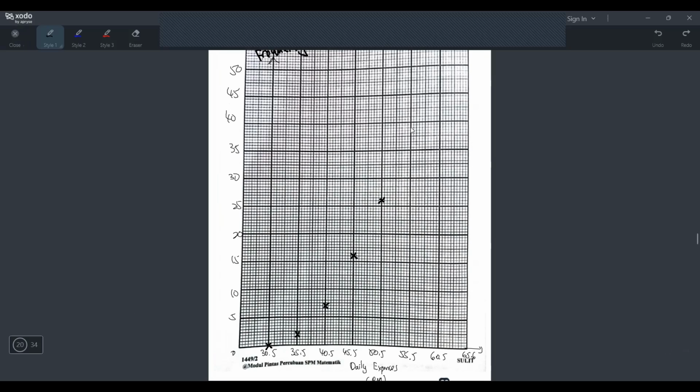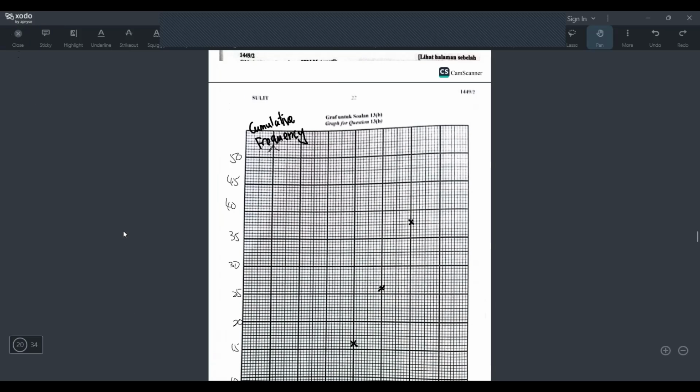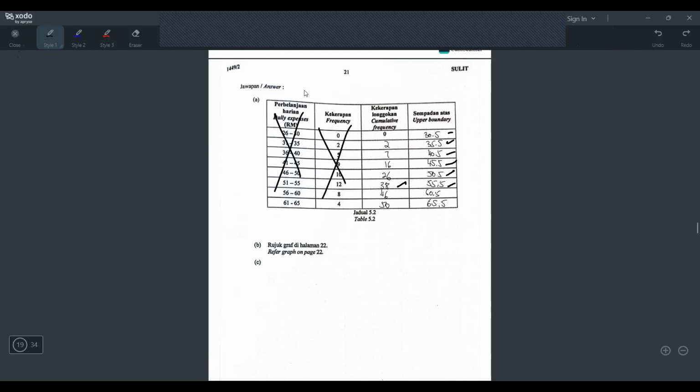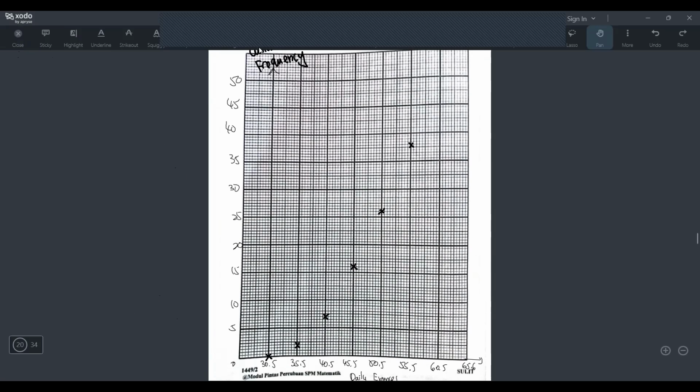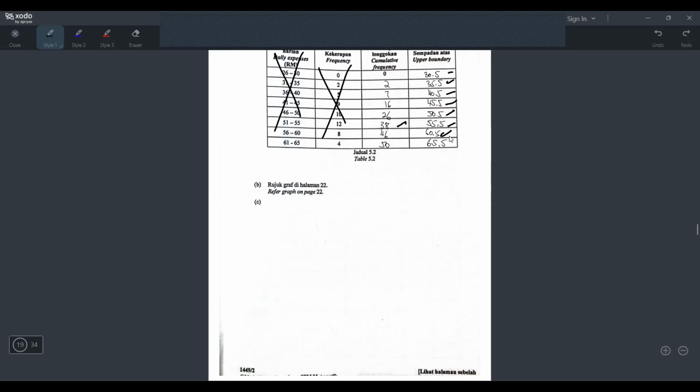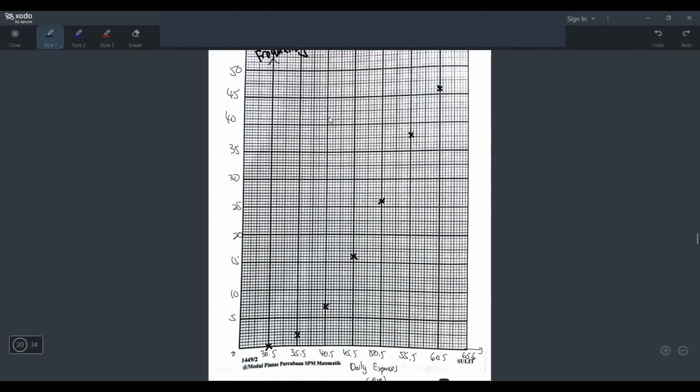So let's plot nicely. I think it's good enough. Next, 60.5, 46. Okay, where's 46? 46 is just above 45. So 60.5, 46 is just above 45, go up 2. Okay, the last one is 65.5 and then 50. Okay, I think I wrote it wrongly.